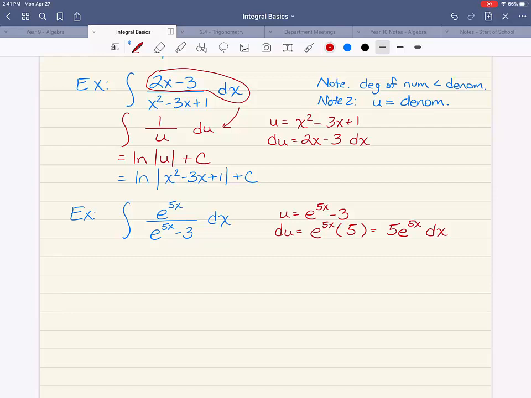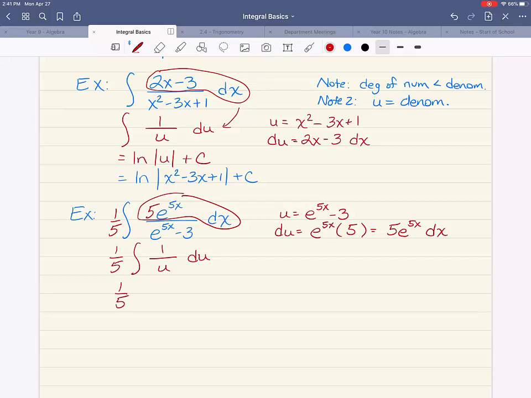I need the 5, and I can introduce a 5, put a 5 up there, put a 1 over 5 outside. So now I have 1 over 5 integral. I'm going to circle all of that. That's my du. The bottom is u, top is 1. That's the way it should be. If you have any leftover numbers, throw them outside. The inside in these cases should always be 1 over u du.